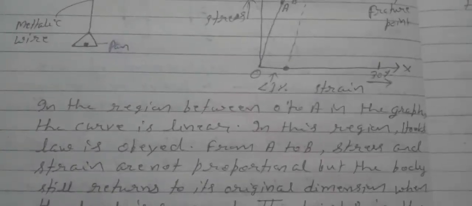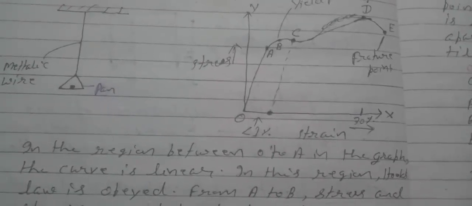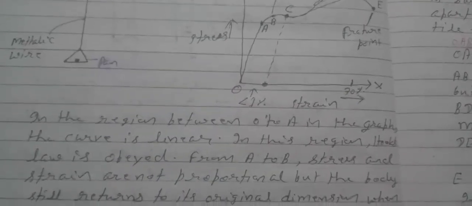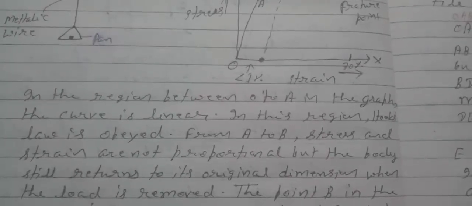In the region between O and A in the graph, the curve is linear. In this region, Hooke's law is obeyed, and from A to B, stress and strain are not proportional, but the body still returns to its original dimension when the load is removed.